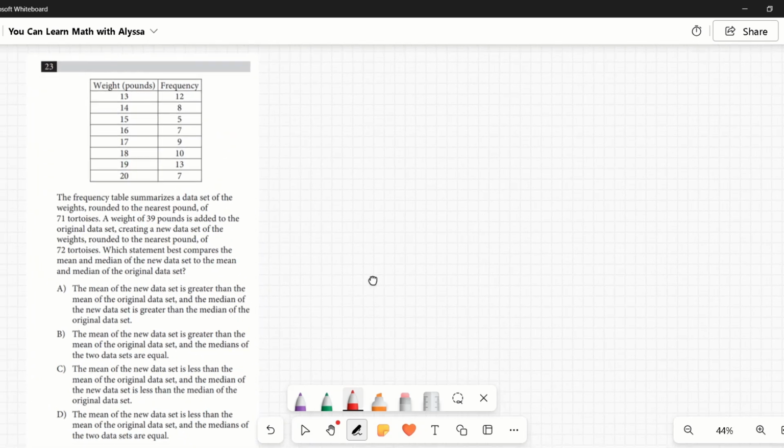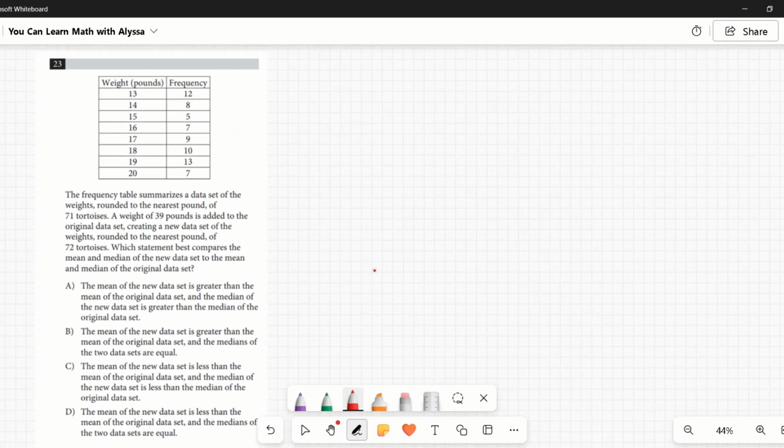Number 23. Whew, lot of words on this one. Weight in pounds and frequency, and then we have this table. The frequency table summarizes the data set of the weights rounded to the nearest pound of 71 tortoises. That's kind of great. We're out here weighing tortoises.